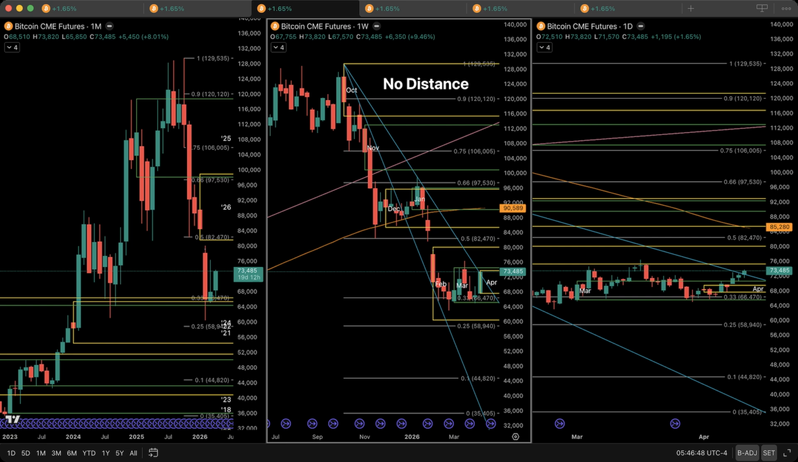Now the key structural condition. For structure to shift into a new phase, price must test the lower boundary of the 2026 anchor box. This has not happened yet. Without that test, structure remains incomplete.